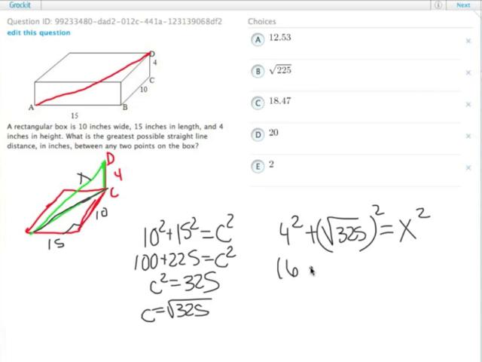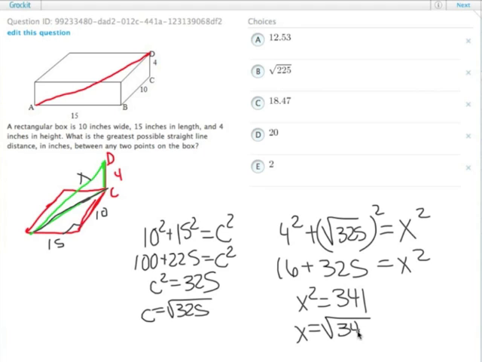So 16 plus 325 equals x squared. So x squared equals 341, and x equals the square root of 341, which is even worse. But we can use the answer choices to do some kind of guessing here.